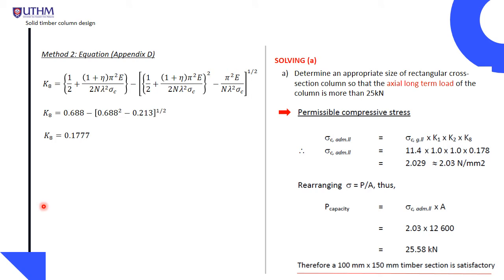The second way is using the equation obtained from Appendix D of the Malaysian Standard. So this is the equation. We key in all the values. We will get K8 equal to 0.1777, which is approximately similar to the first method.